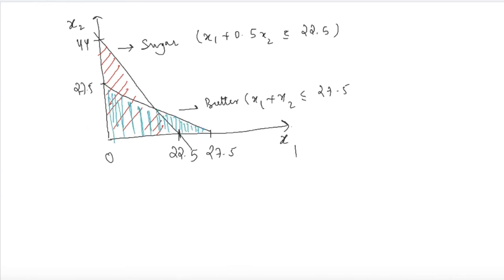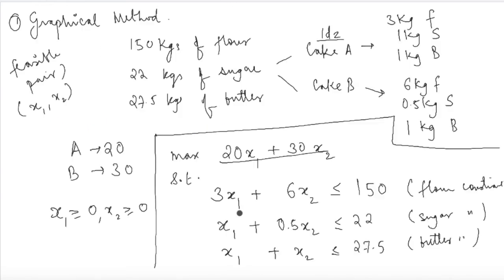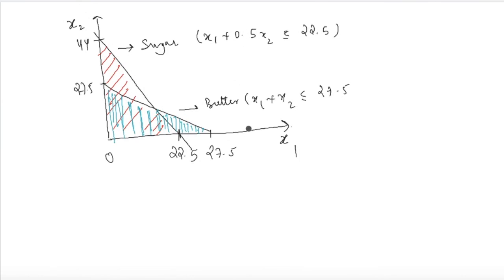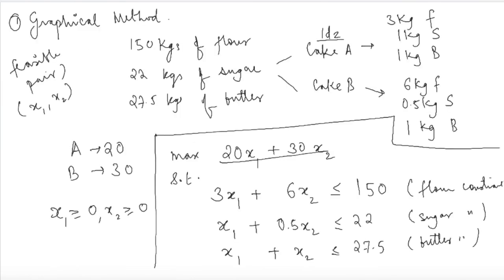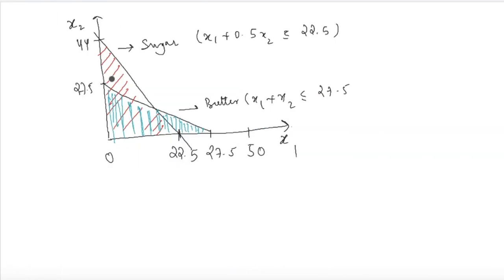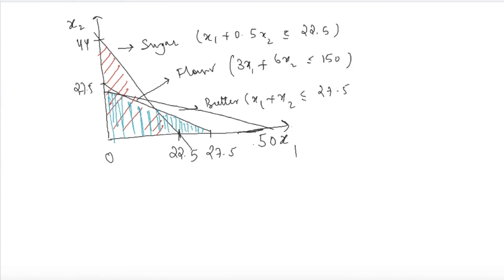And the last constraint is the flour constraint, which is 3x1 plus 6x2 less than or equal to 150. So you have 50 here and 25 here. So this is your flour constraint, 3x1 plus 6x2 less than or equal to 150. And the feasible area for this constraint is this green shaded triangle.